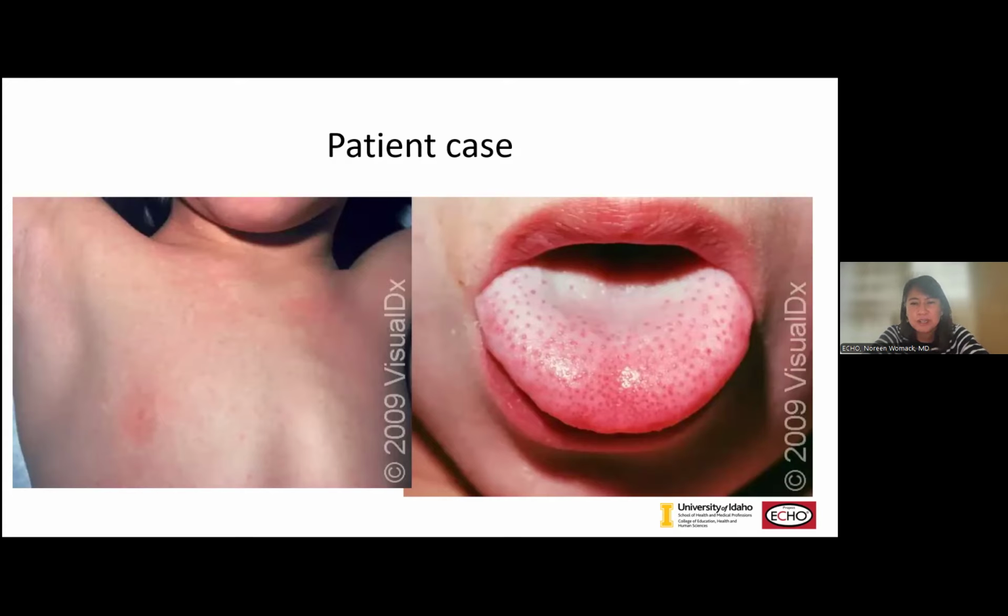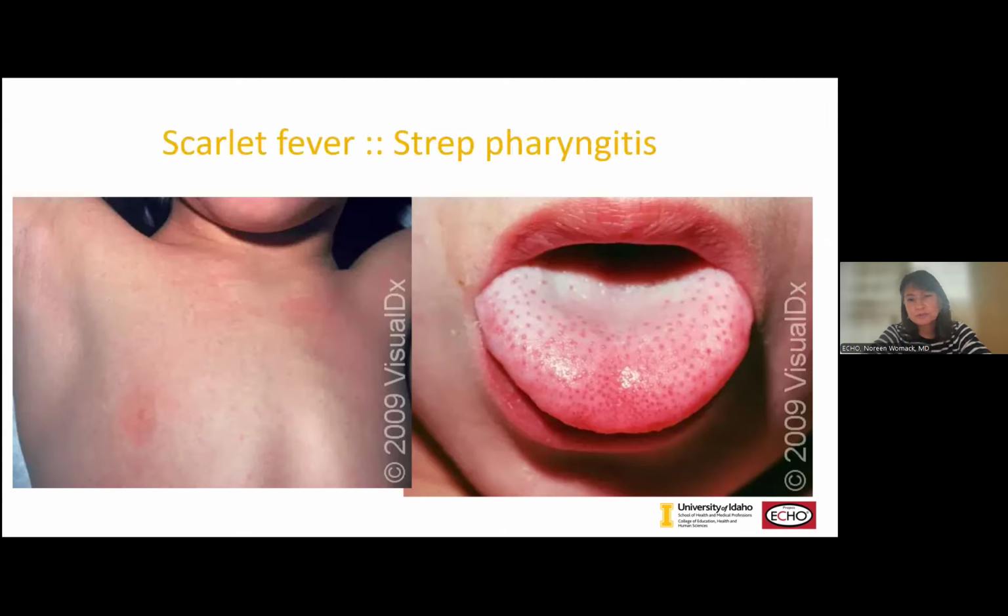And you notice on their chest, they've got this sandpapery rough rash. It's like a papular rash. And yeah, next slide. This is a classic case of strep throat. So strep throat is the same thing as strep pharyngitis. Very good, Deborah. When there is a rash associated with strep throat, we call it scarlet fever.